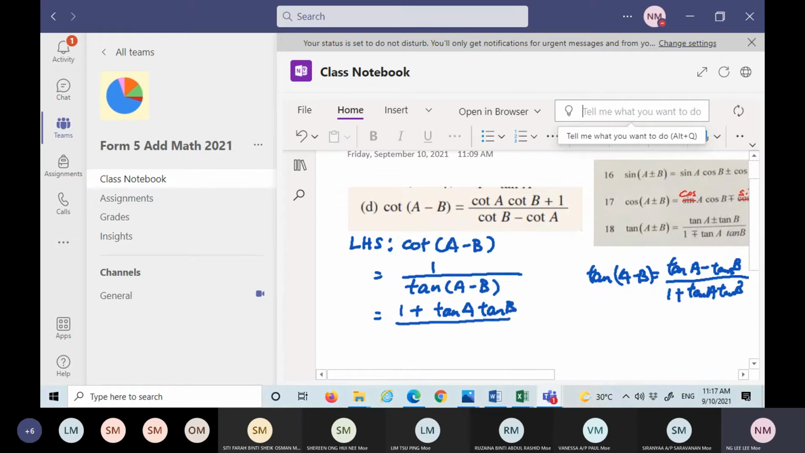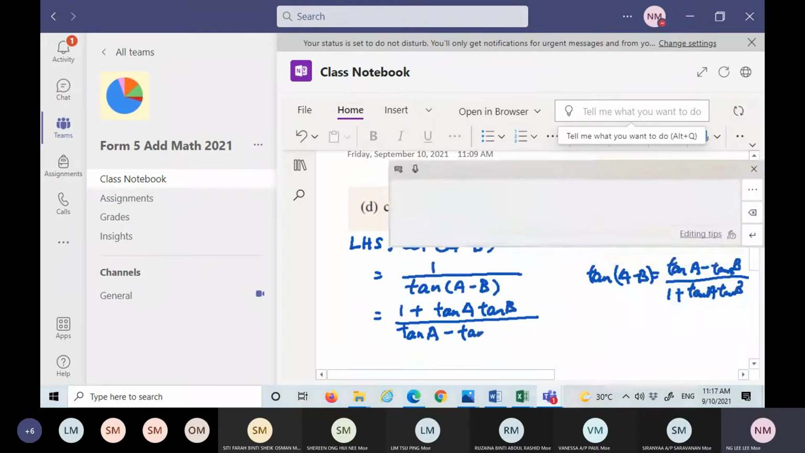Okay, divide by, if someone knows how to work, ask that just now that window don't come out, let me know. It always comes out when I write tangent A minus tangent B.